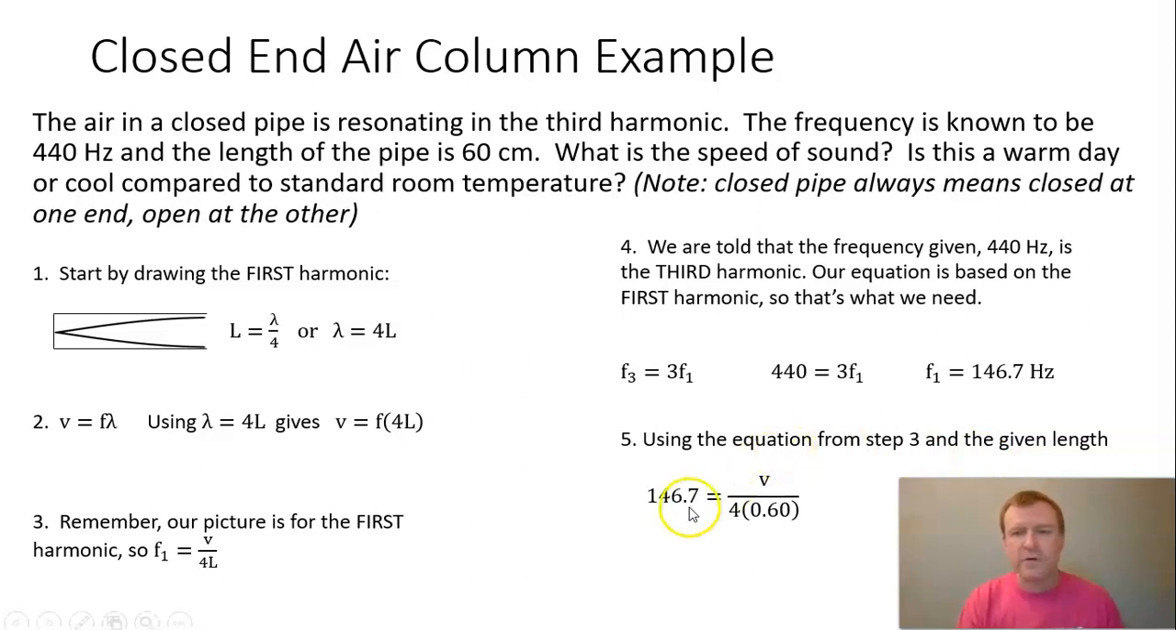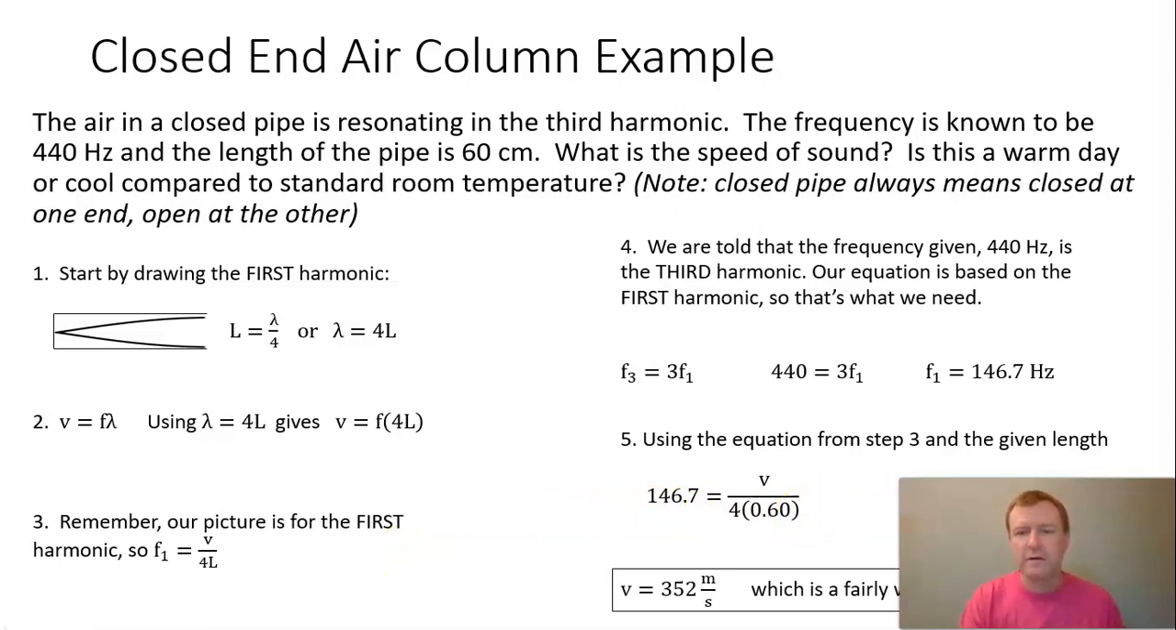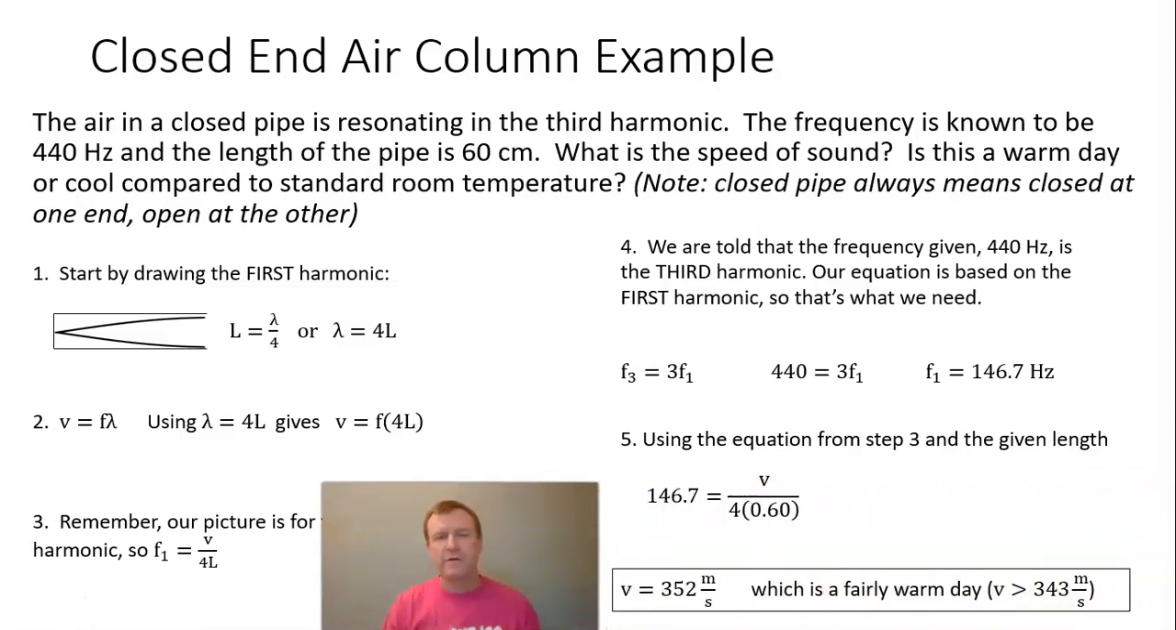So we've got 146.7 is our first harmonic, the fundamental frequency. The length is 0.6. We've got the 4 down there. We solve that for V. I'll move me out of the way. So 352 meters per second.